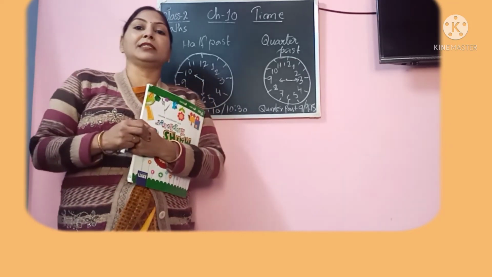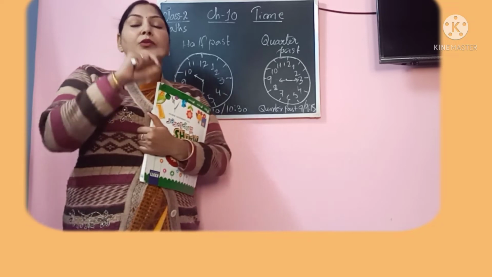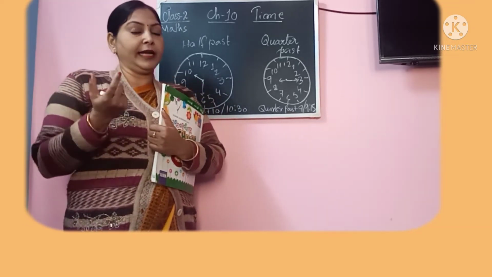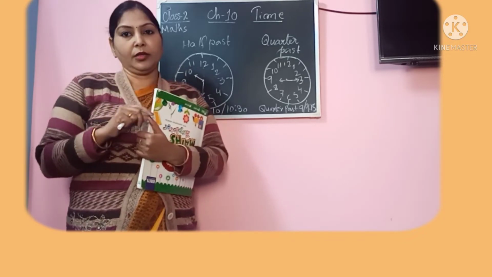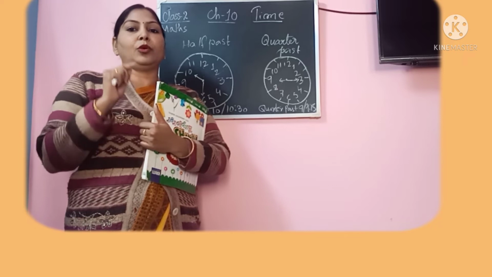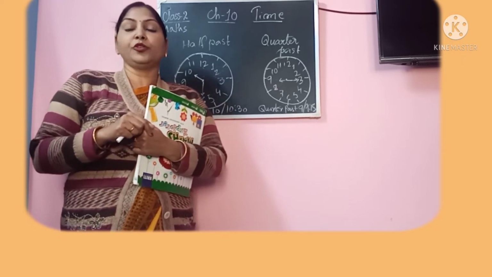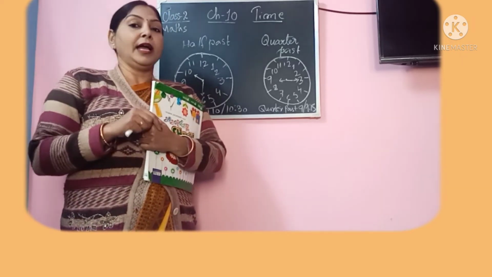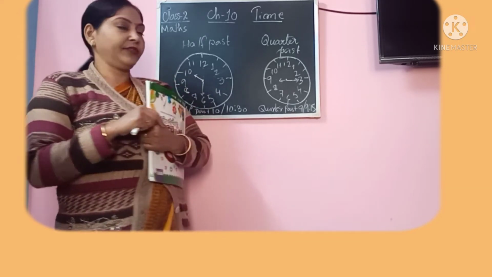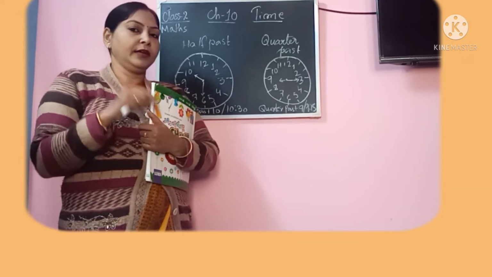In the previous class I explained how to read the time, and what the different hands in a clock are. This longer hand is called the minute hand and the shorter hand is called the hour hand, H-O-U-R, hour hand.